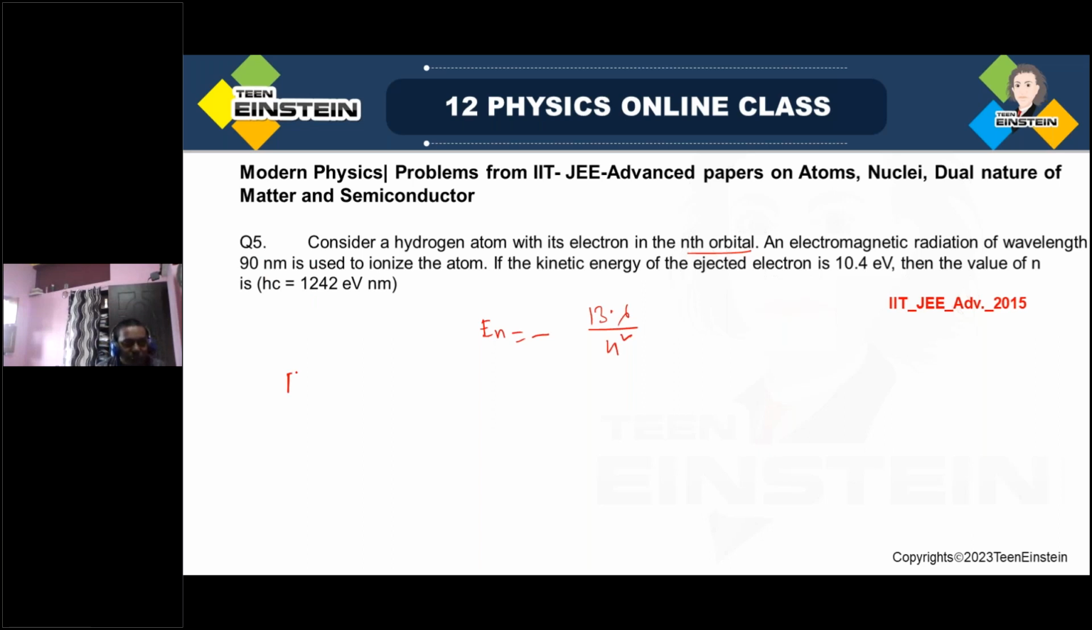Here also the incident photon is there, so I can find out the energy hc by lambda. See, here hc is given as 1242 electron volt nanometer, and here it is 90 nanometer. So ultimately we'll have this by 90 electron volt energy.